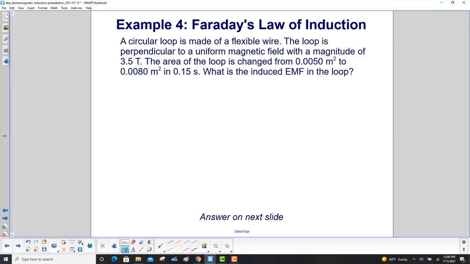A circular loop is made of a flexible wire. The loop is perpendicular to a uniform magnetic field with a magnitude of 3.5 Tesla. The area of the loop is changed from 0.005 square meters to 0.008 square meters in 0.15 seconds. What is the induced EMF in the loop?